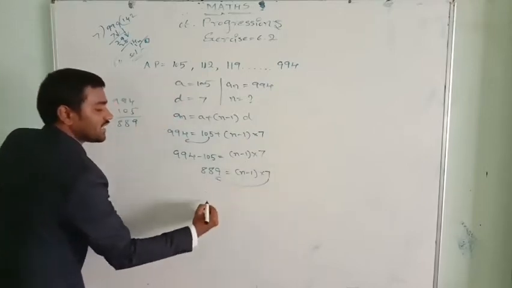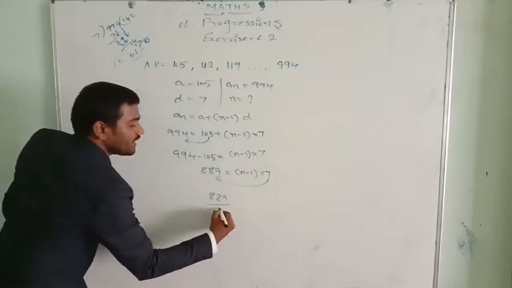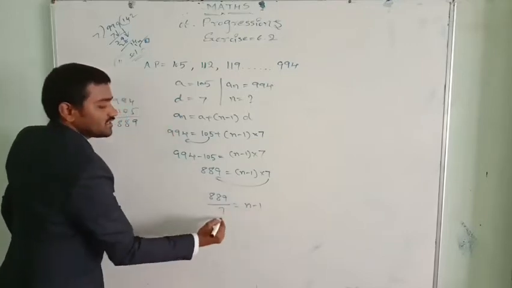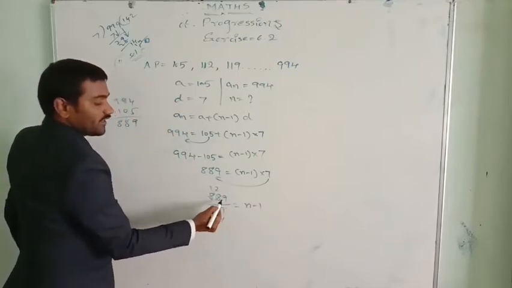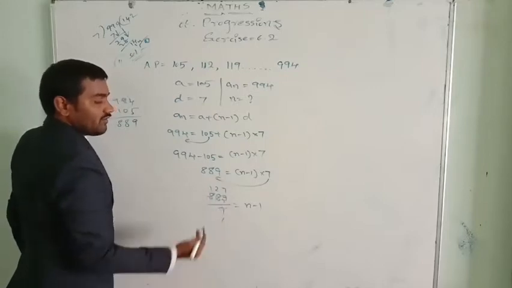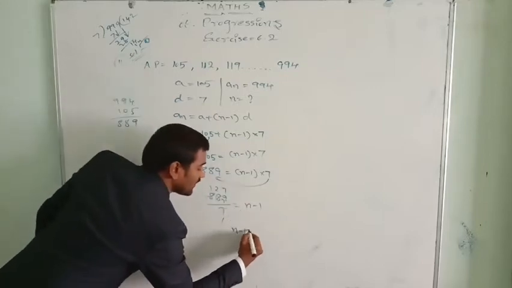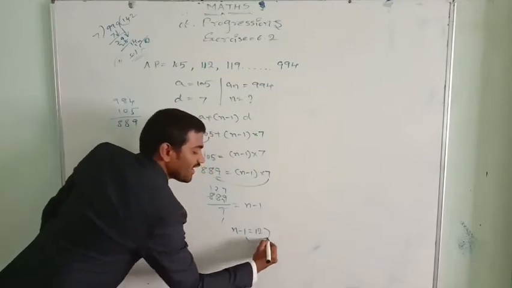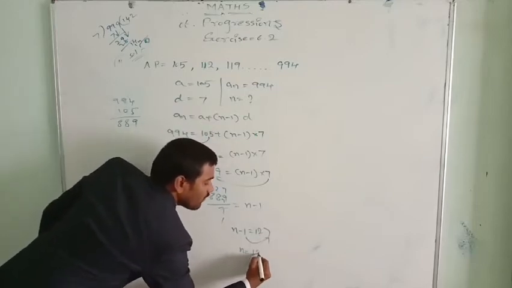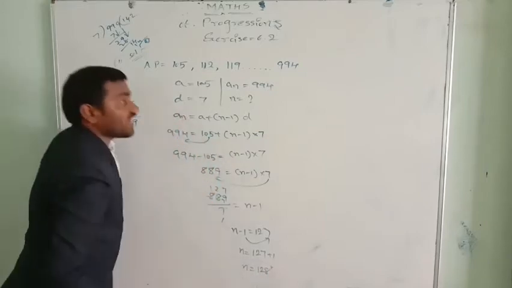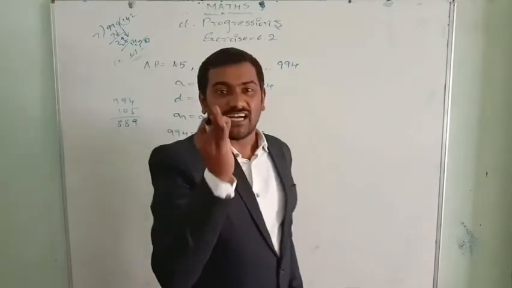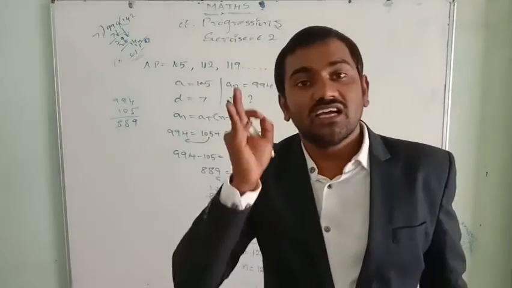This 7 you transfer this side now. 889 by 7 equals n minus 1. 7 ones are 7, 1 is left. 7 twos are 14, 4 left. 7 sevens are 49. So 127. So n minus 1 equals 127. This minus 1 you transfer this side. n equals 127 plus 1. n equals 128. There are 128 terms which are divisible by 7.